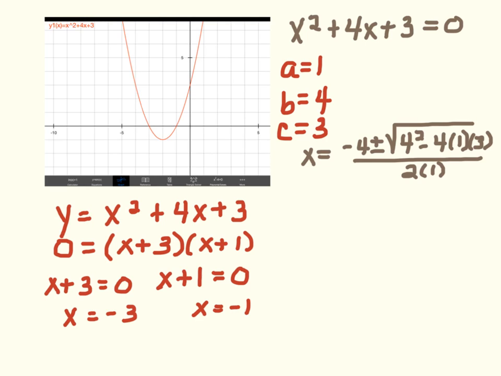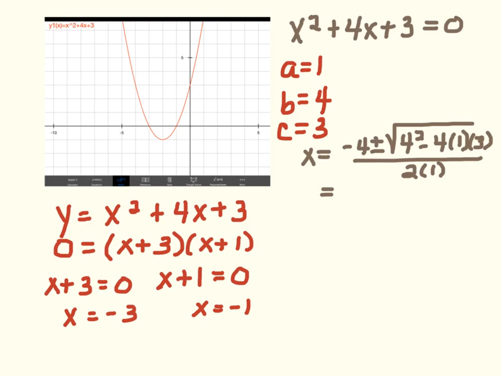The other way would be to use the quadratic formula, remembering it's in the standard form ax squared plus bx plus c. So a is 1, b is 4, c is 3, and we use our quadratic formula. x is equal to the opposite of b plus or minus the square root of b squared minus 4 times a times c, and then all of that is divided by 2 times a.